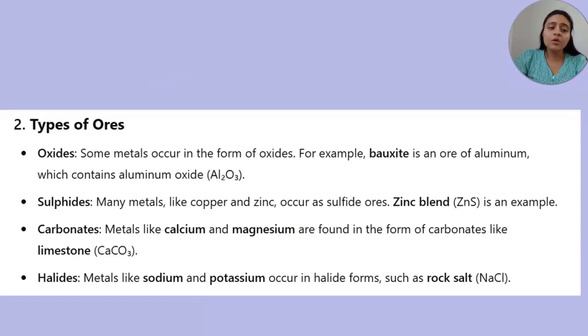Types of ores: there are oxides, sulfides, carbonates, and halides. Whenever a metal reacts with oxygen, it forms oxides. Whenever metals form a compound with sulfur, they form sulfides. Whenever metals form a compound with carbon, they form carbonates. And when metals combine with halogens like chlorine, fluorine, bromine, iodine, they form what? Halides, like sodium salt, potassium chloride, all these halides.